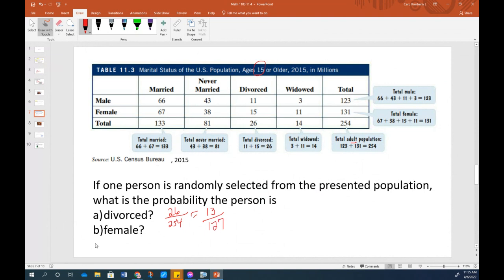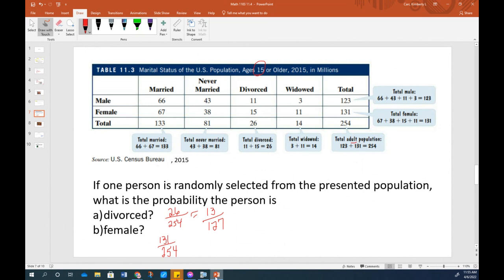Okay, what is the probability the person is female? So part B is different, so we want to get the total number of females. The total number of divorced came from a column, but the total number of females will come over here from this row, and it's 131. And again, that's still out of that total of 254.